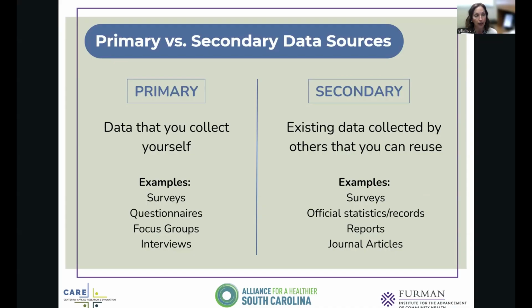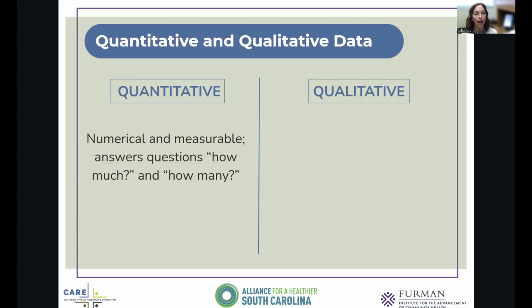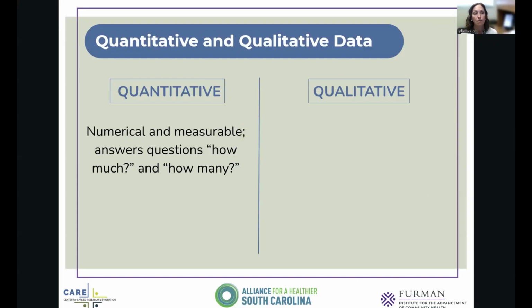Okay, so now let's talk about two more terms. Let's talk about quantitative and qualitative data. So when we talk about quantitative data, we're really talking about numbers, things that are measurable. This type of data answers questions for us about how much and how many.